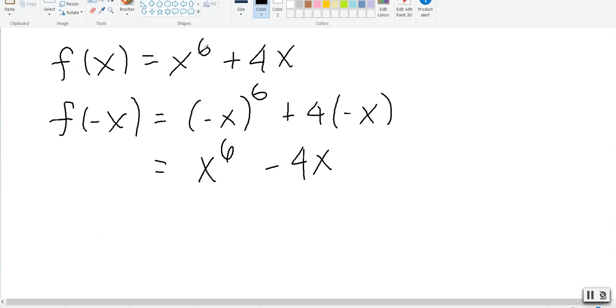Now, if it's odd, they have to both be opposites. If it's even, they have to be the same. So look, this one stayed the same, but this one changed to its opposite. So this is a neither because they have to both be opposites to be odd.